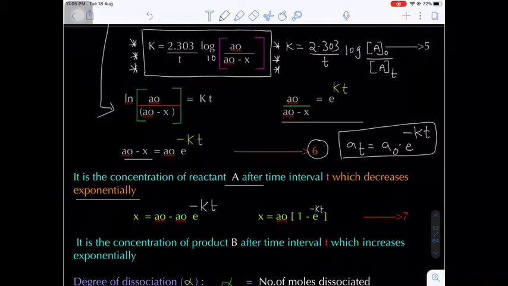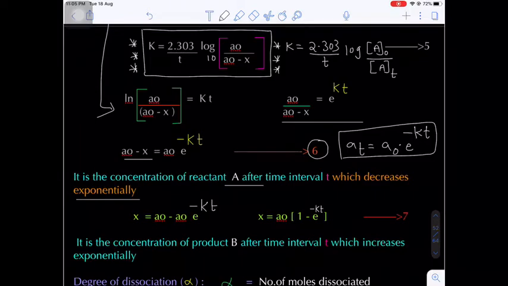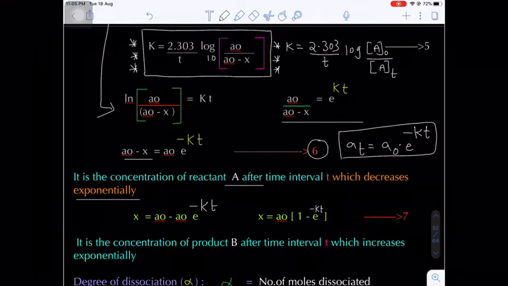In the last lecture I told you, in the zero order reaction, the concentration of the reactants progressively decreases linearly, and the concentration of the products increases progressively linearly. Whereas in the first order reaction, the concentration of reactant decreases exponentially.